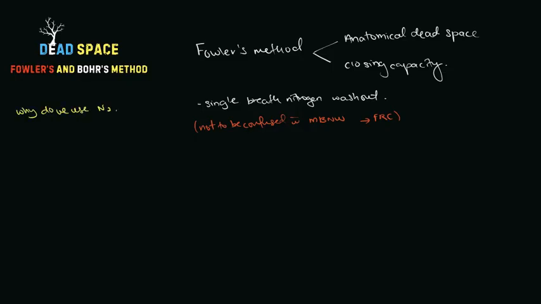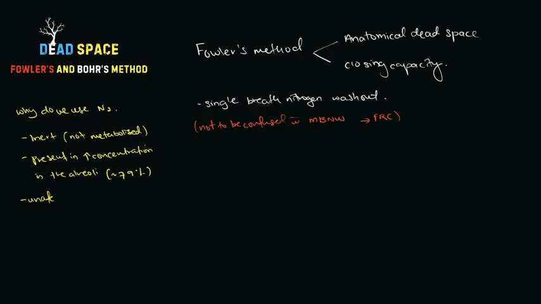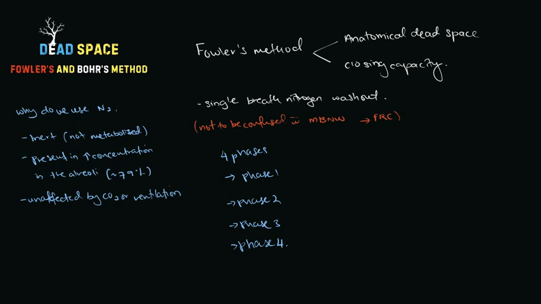A little useful information here that helps us understand better. Why do we use nitrogen? Well, first and foremost, it is inert. It means that it will not be metabolized, so whatever comes into the lung will come out of the lung without being changed into other substances. It is present in high concentration, about 79% in the alveolus, so it represents the alveolar gas. It is unaffected by carbon dioxide or ventilation. So when we actually do Fowler's method, we will be able to plot a graph, and from the graph, we will be able to derive 4 phases.